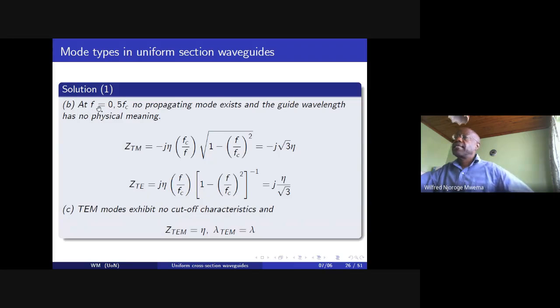So at f equal to 0.5f_c, no propagating modes will exist on the guide, and therefore the guide wavelength has no physical meaning. The Z_TM will, of course, be imaginary, and you can see it's just j√3 multiplied by η for Z_TM, and it's going to be given by η/(j√3) for Z_TE.